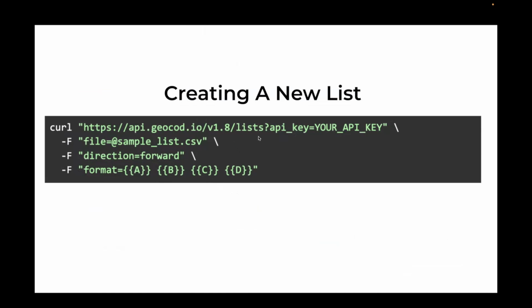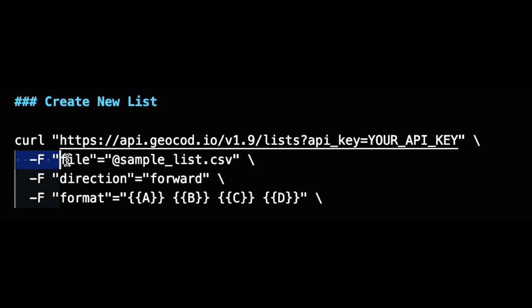You'll need to make a post request to the Lists endpoint. Here's what a basic curl command looks like. I'll go ahead and break down these parameters. File. This is where you'll add the name of your spreadsheet file. Be sure to include the extension.